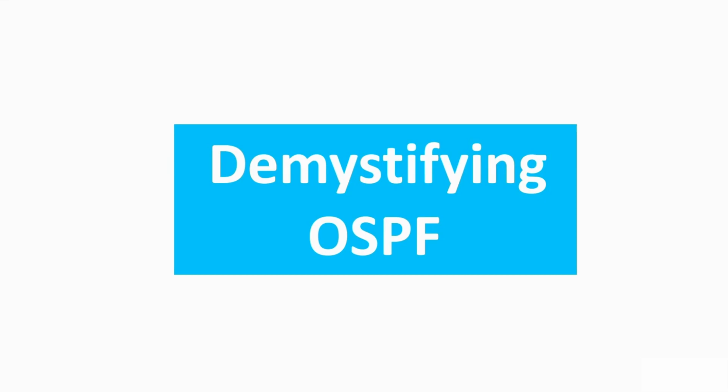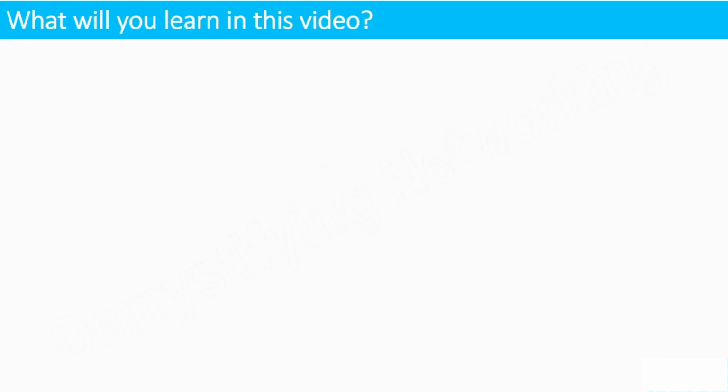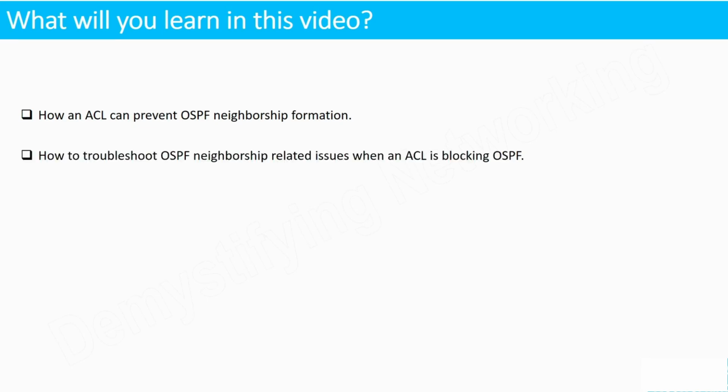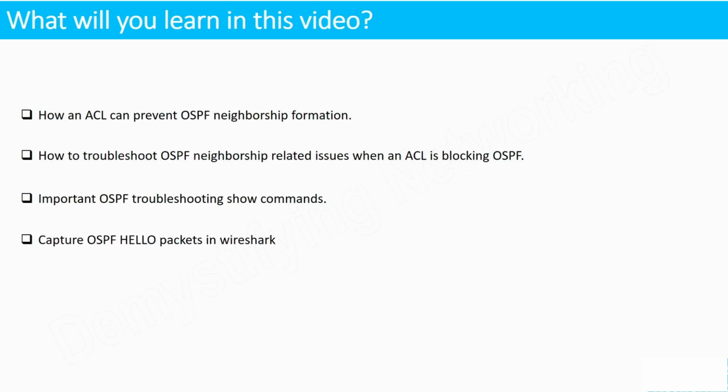In this video, we are going to have a look at a scenario-based question related to OSPF. By the end of this video, you will learn how an ACL can prevent OSPF neighborship formation, how to troubleshoot OSPF neighborship related issues when an ACL is blocking OSPF packets. You will learn some important OSPF troubleshooting show commands. You will also learn how to capture OSPF hello packets in Wireshark. So keep watching the video till the end.